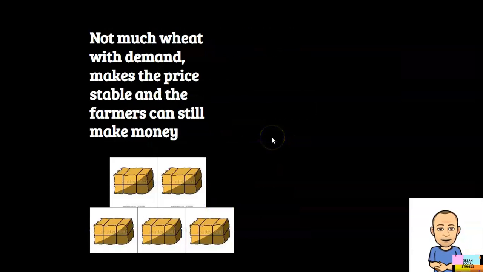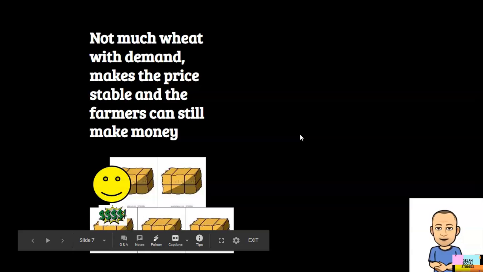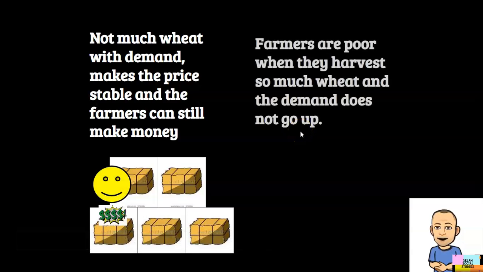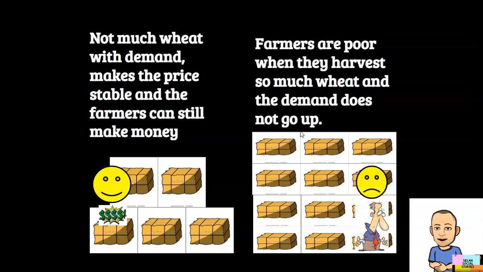So here's like a little example. You have not much wheat with demand, the market price is stable, the farmers can still make a lot of money, right? Farmers are happy, yay, dollar signs and happy faces. And when the farmers are poor, when they harvest so much wheat and the demand does not go up, so they have a lot of wheat, no demand, and you have an unhappy farmer.